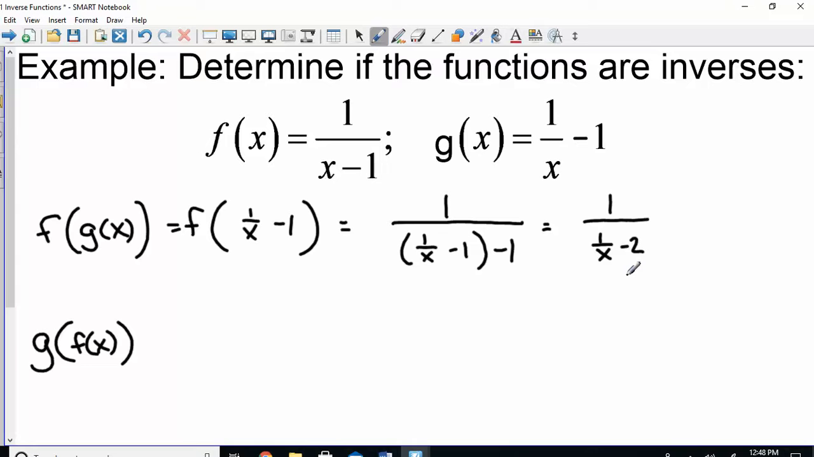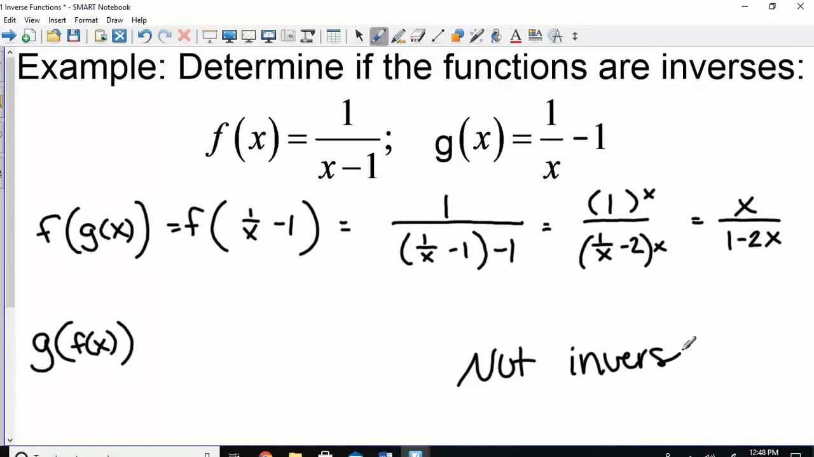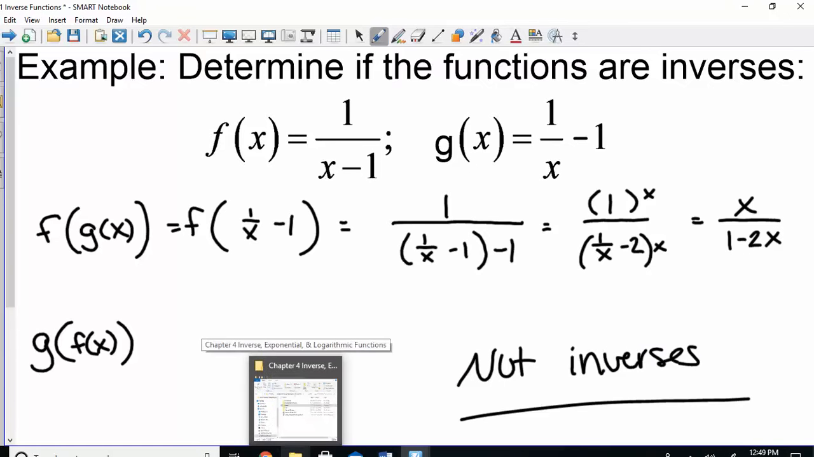Is that the same thing as X? Let's see, is there anything we could do? We don't like a fraction within a fraction, so we could take top and bottom times X. If I did that, I would get X over 1 over X times X is 1 minus 2 times X. That's still not X, and there's no way I'm going to get this to just equal X. So there's no need of checking the other direction. What do I already know? They're not inverses. If one of them doesn't turn out to be X, you can stop and just say these things aren't going to be inverses.